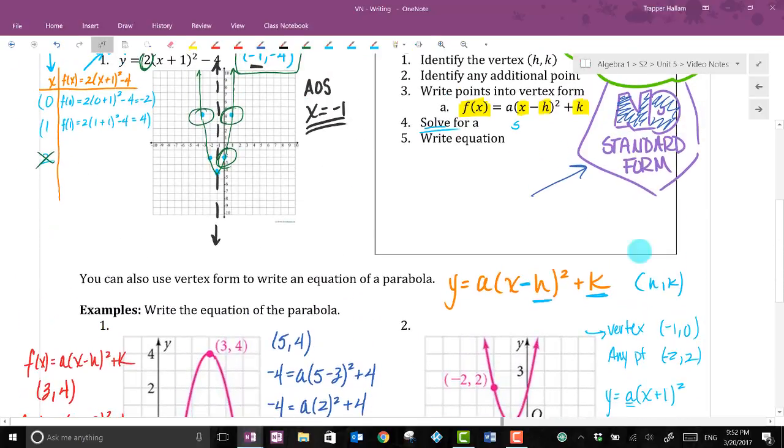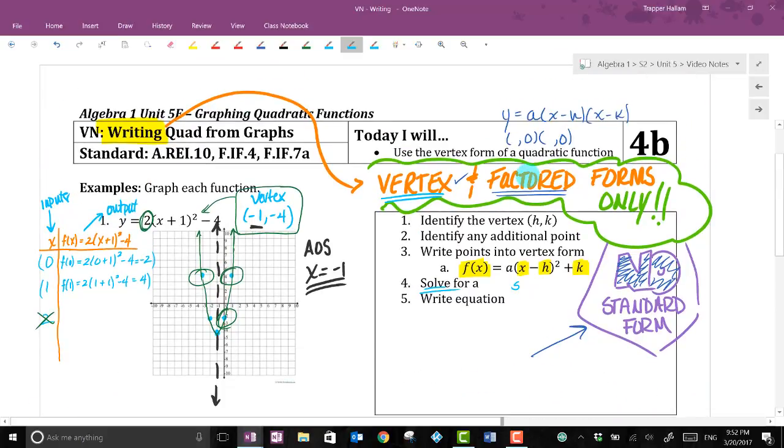All right, that's how you get to standard form if you're asked to write into standard form. You must go through either vertex or factored form. It's the only way you can get to standard form. You have to go through them. It's a little bypass for you.